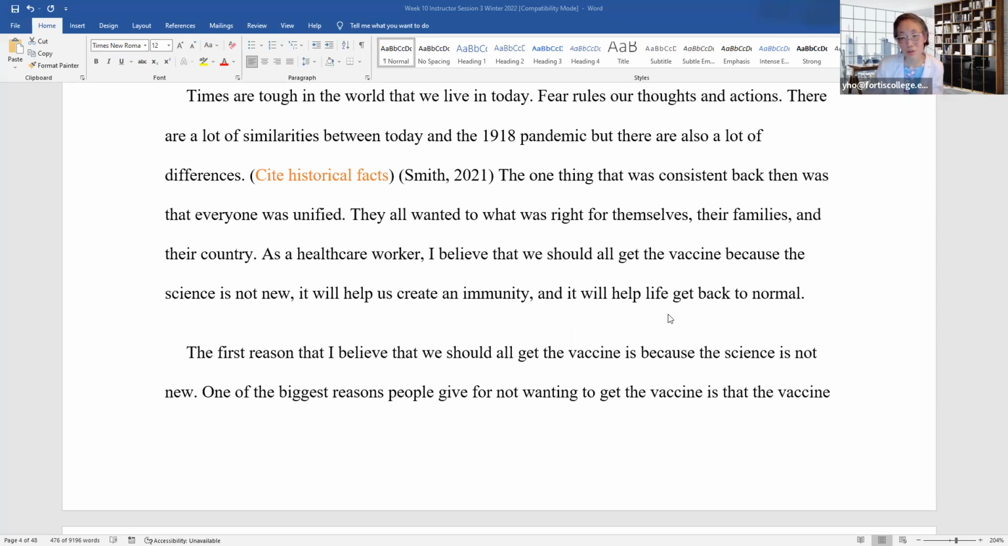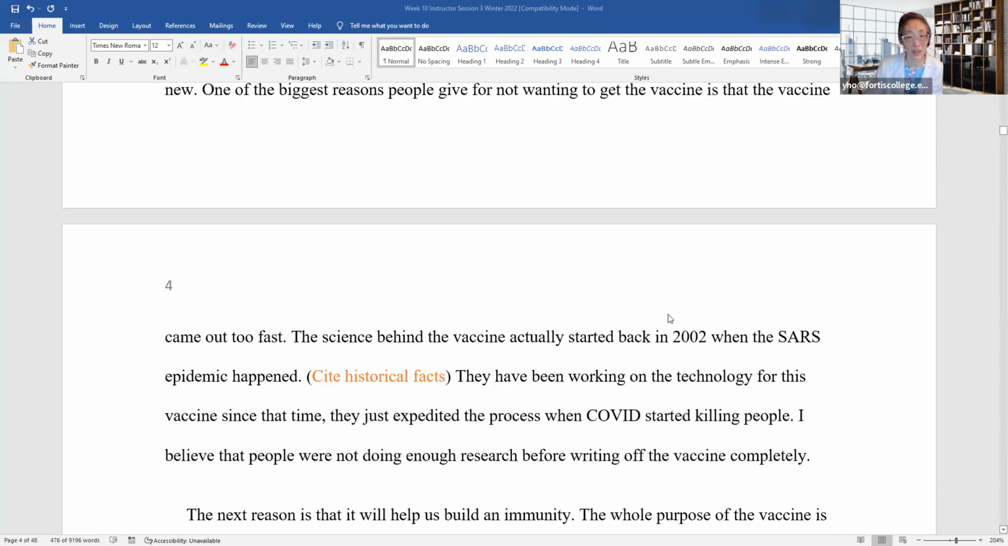So the previous student was against vaccination, and this one is for vaccination. And so here, the science behind the vaccine actually started back in 2002 when the SARS epidemic happened. Once again, she's missing her in-text citation.